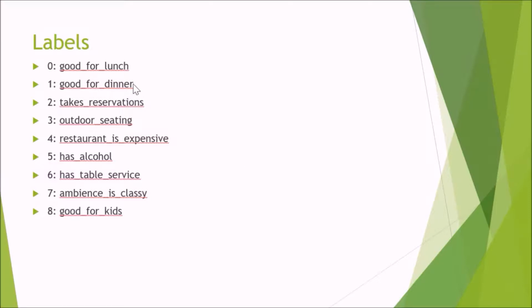As you can see, the labels are good for lunch, good for dinner, takes reservations, outdoor seating, restaurant is expensive, has alcohol, has table service, ambience is classy, and good for kids. The images in the training dataset are labeled by the Yelp community. Each business has one or more photos. This makes this a multi-instance, multi-label problem.